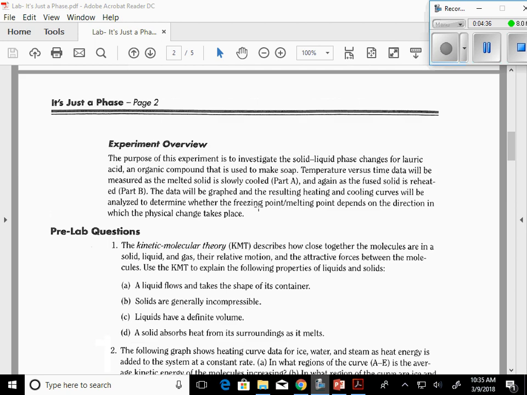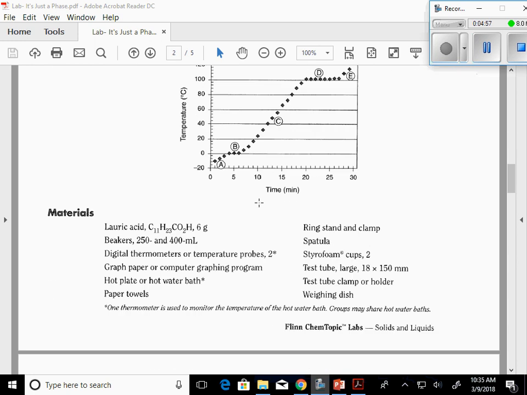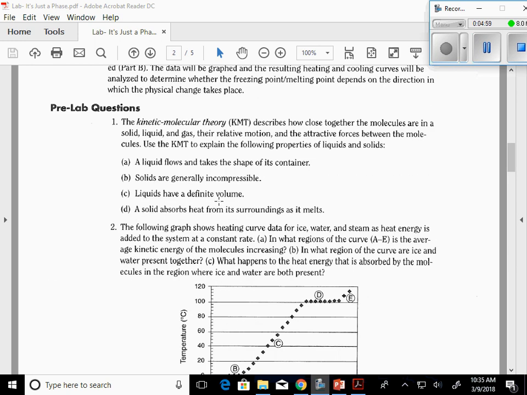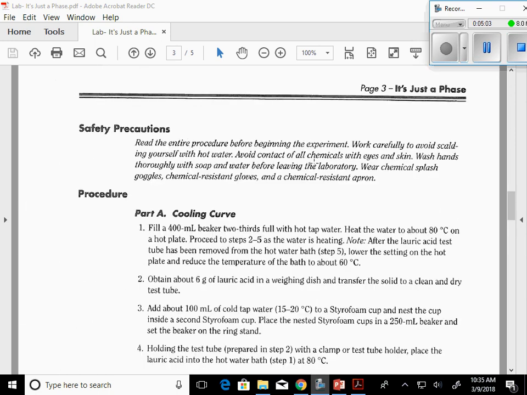What you need to do is look at the purpose. The purpose is to investigate the solid-liquid phase change of lauric acid, an organic compound that is used to make soap. We're going to look at two different parts. You need to answer the pre-lab questions right here. There are 2 of them, so answer these 2 questions, and then come down to the lab reading here.